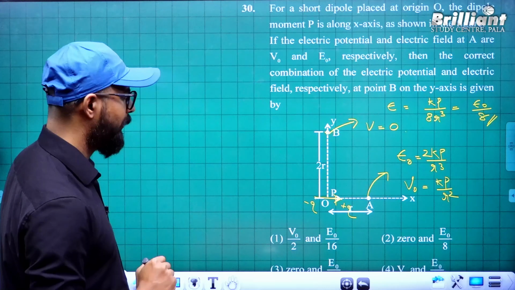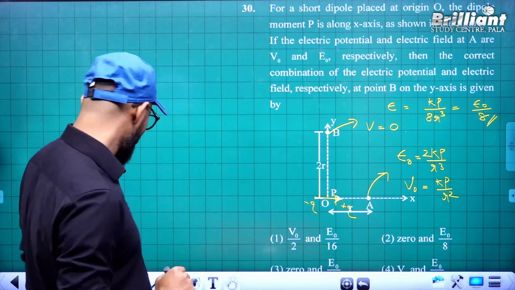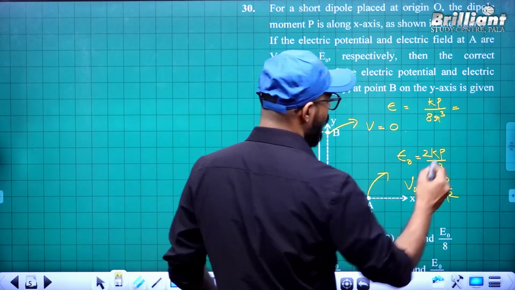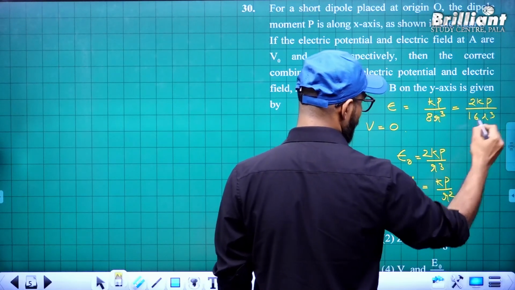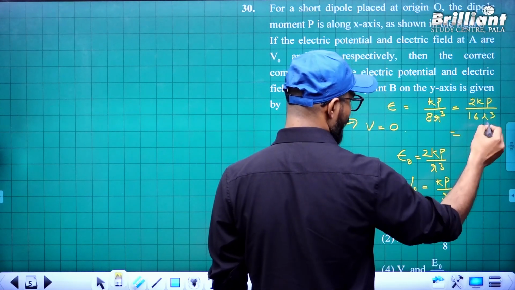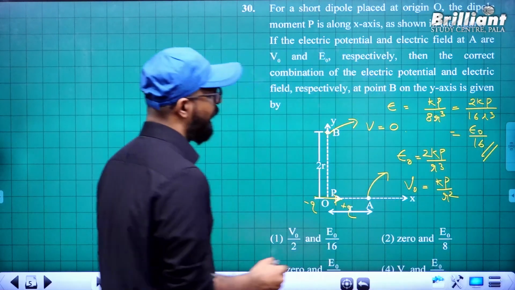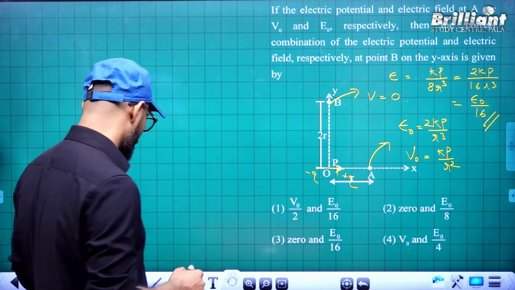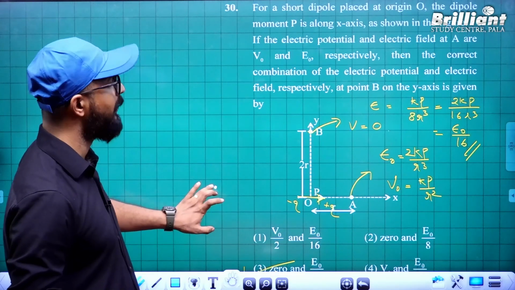So at point B, the electric field becomes E0 by 8, but it's not E0 by 8, right? You can see it is 2kP by R cube, so it won't be E0 by 8. So I will write it as 2kP by 16R cube. What is that going to be? 2kP by R cube is what we call E0. So the answer is E0 divided by 16. So what is the answer? Potential is 0 and electric field is E0 by 16. That would be the answer.